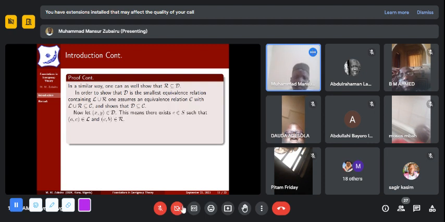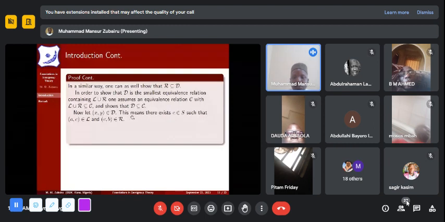So now, we let X comma Y be in D. The goal is to show that X comma Y must be in this C. And once that happens, then D is always there. So what does that mean? By definition, it means you can always have a C in S such that A comma C is in L, and C comma B is in R.